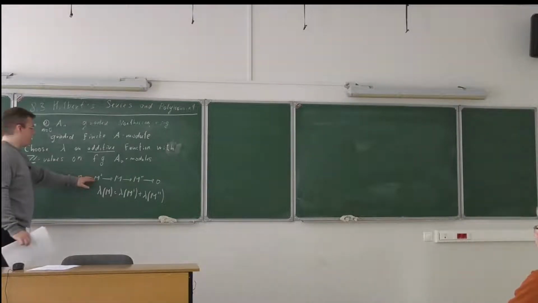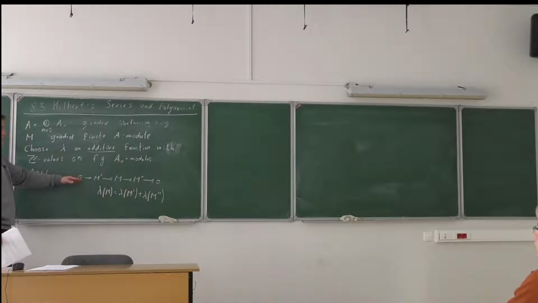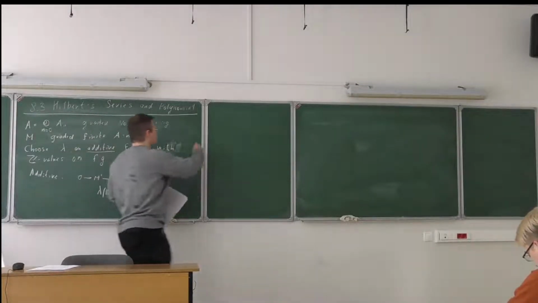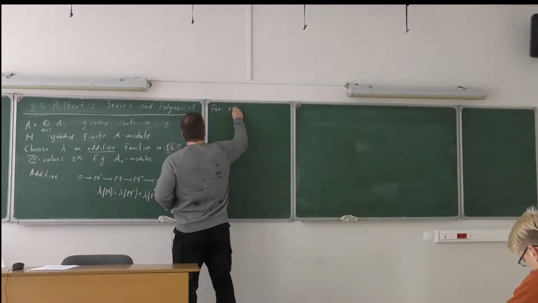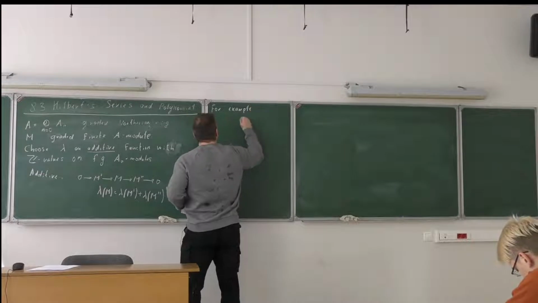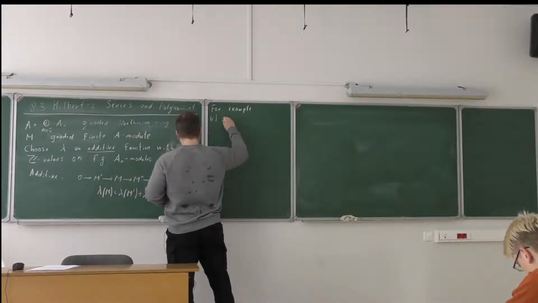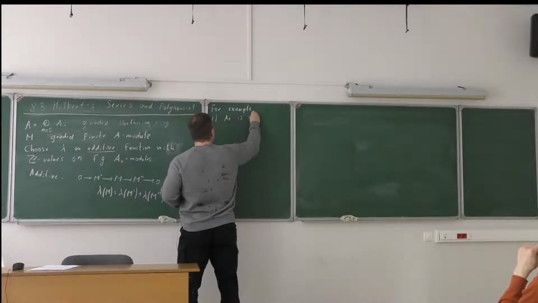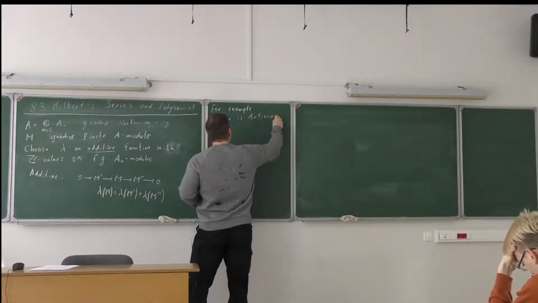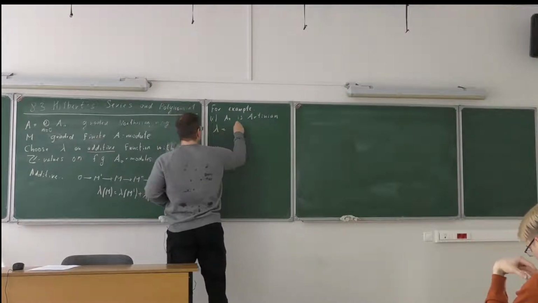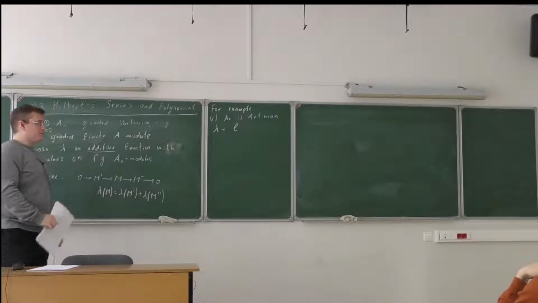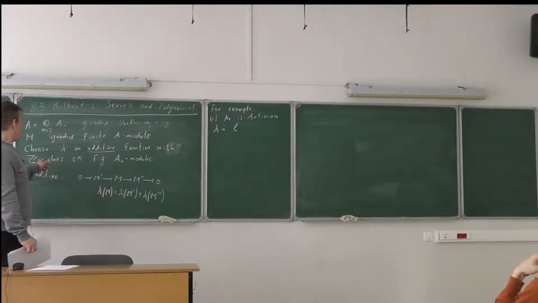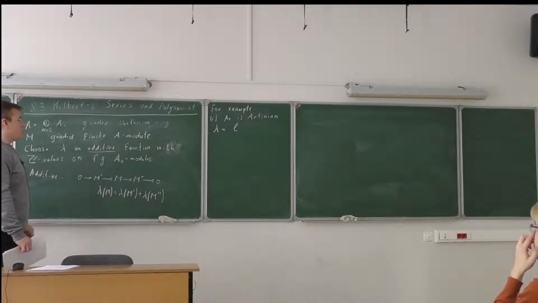So you can associate an integer with any module and you have this. Of course, if you have this for short exact sequences, you have this for exact sequences of any length, you get just the alternating sum of all the lambdas equal to 0. So for example, first I can assume that A0 is Artinian, and then in this case lambda is just the length function. If this is finitely generated, then this is also Artinian, Noetherian, so it's finite length, so it will be a finite number.